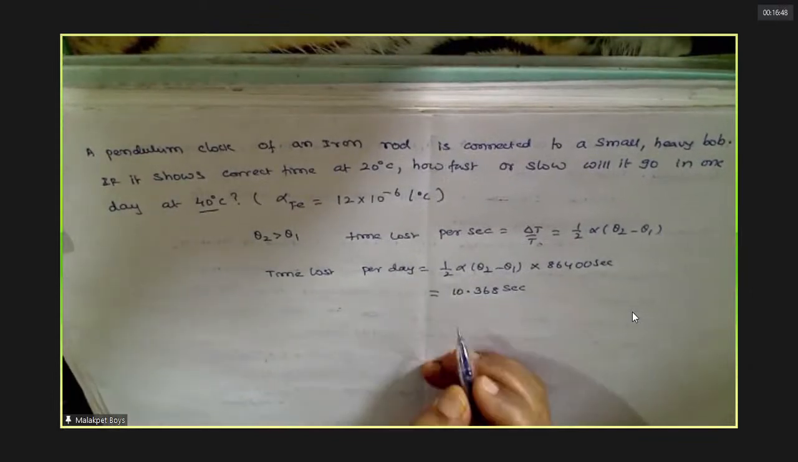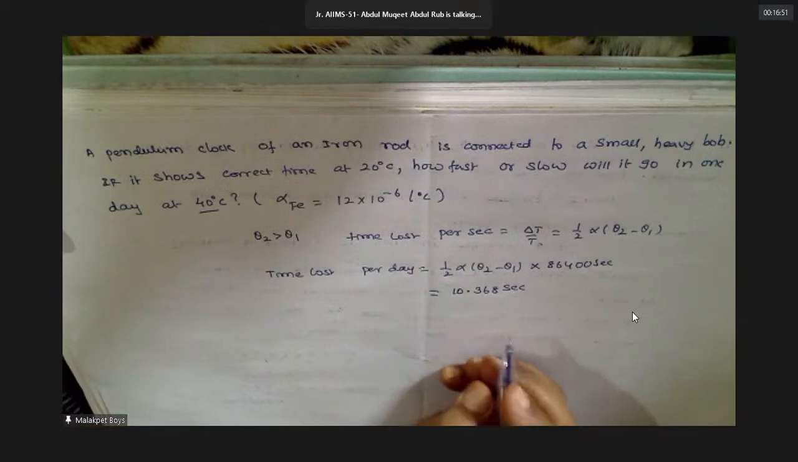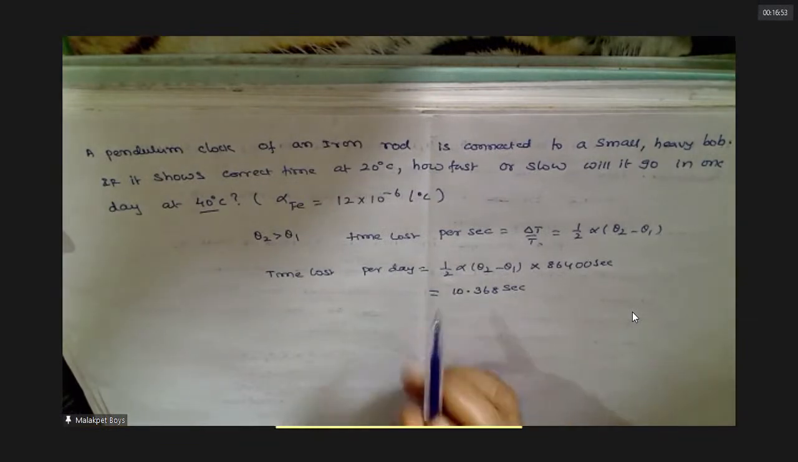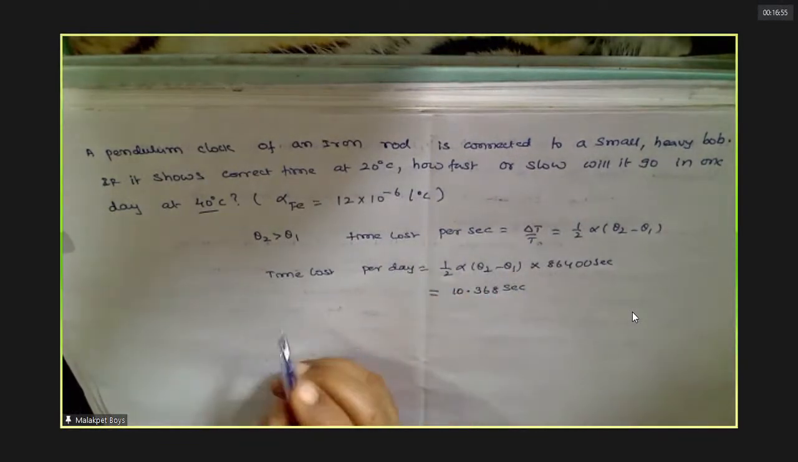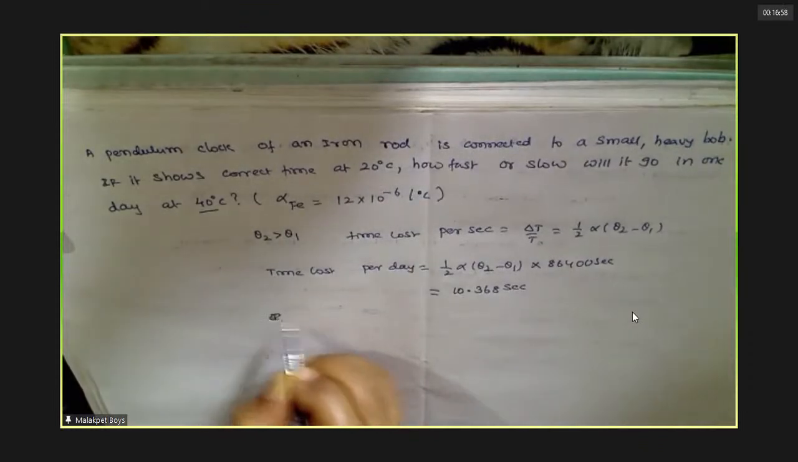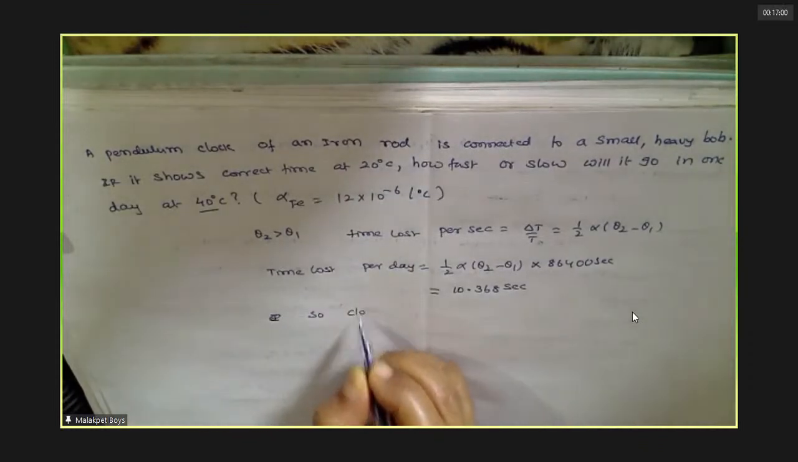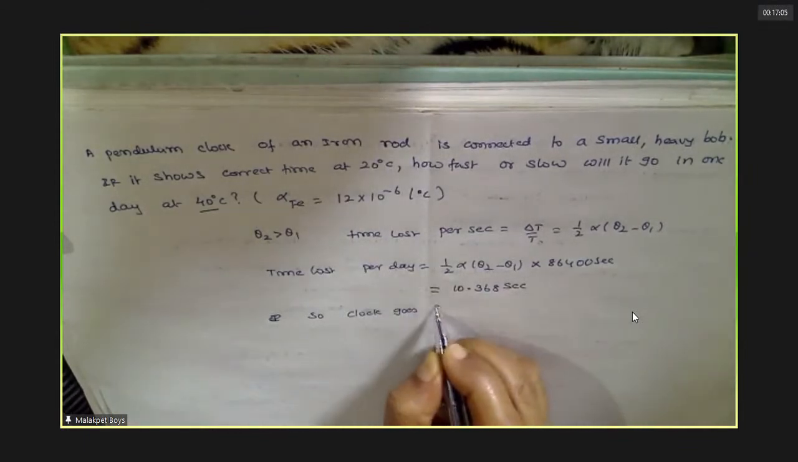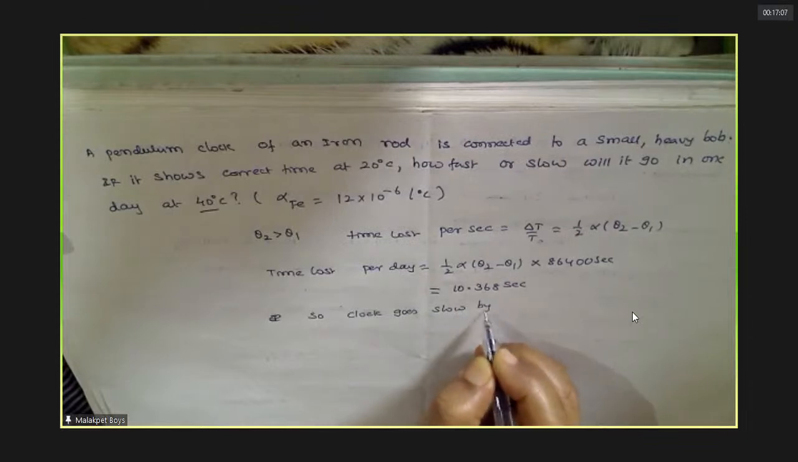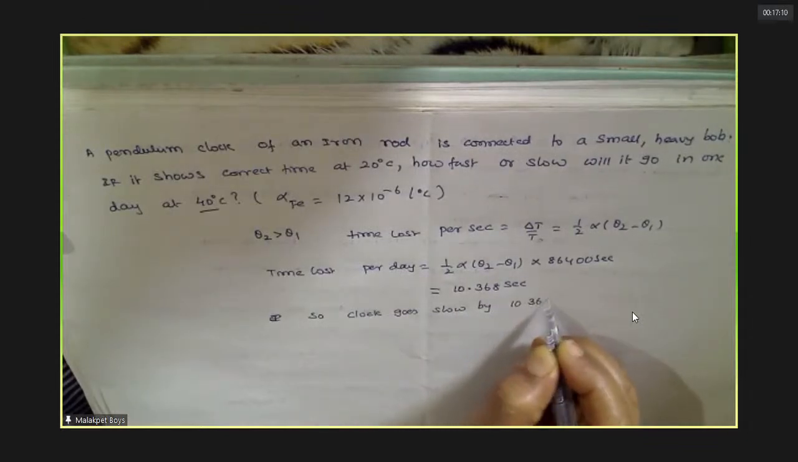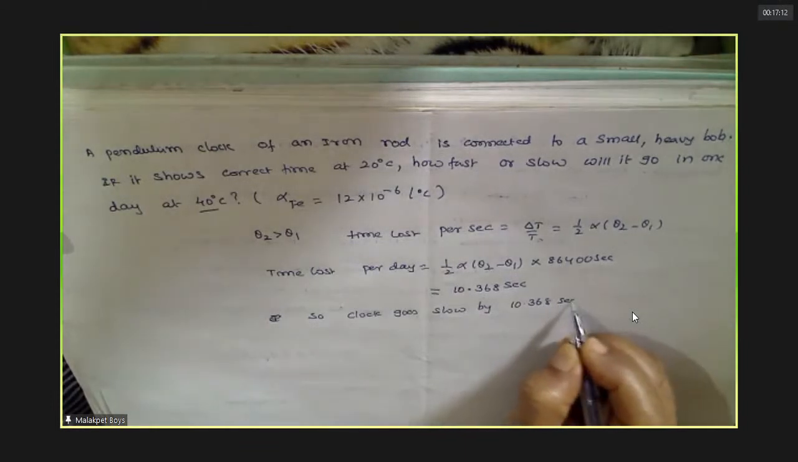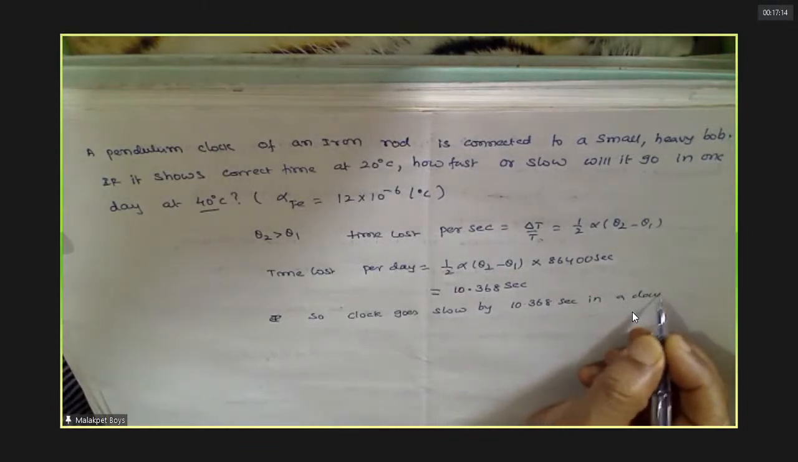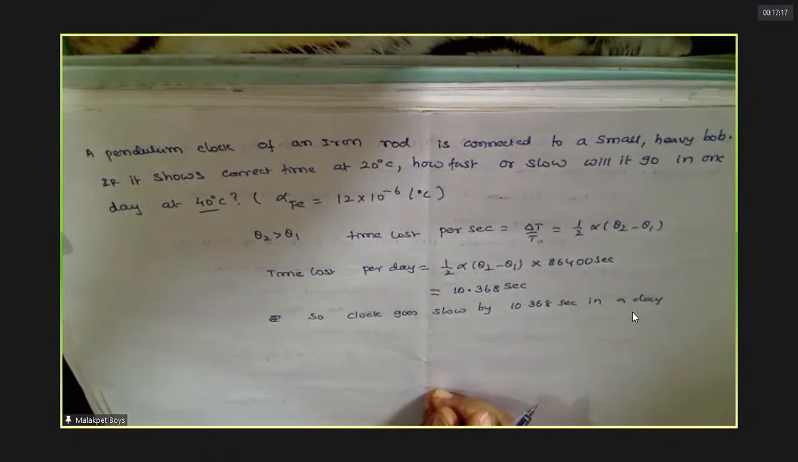Understood this? He's asking how fast or slow. So instead of measuring 86400 seconds, it will measure lesser than that.